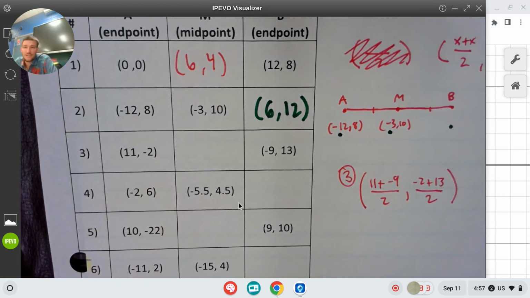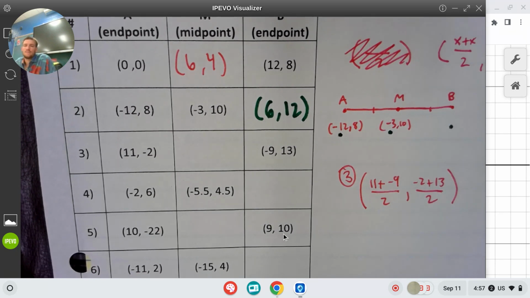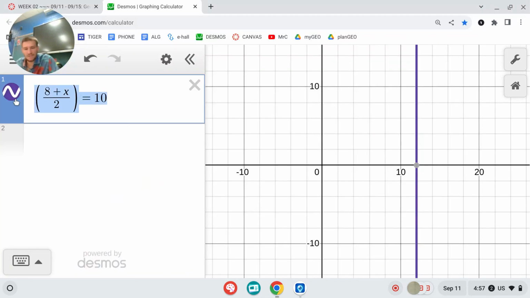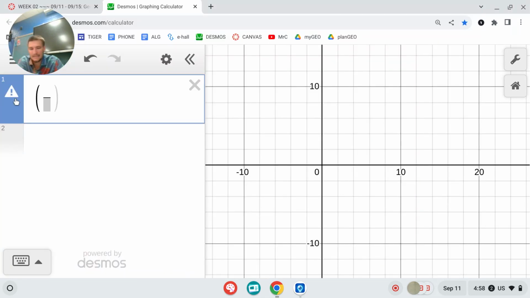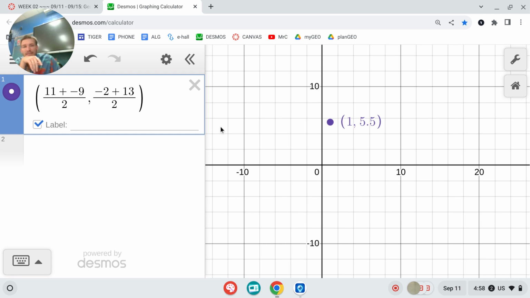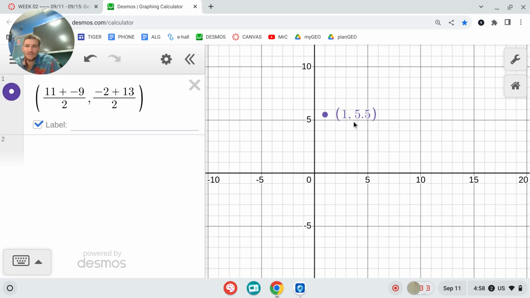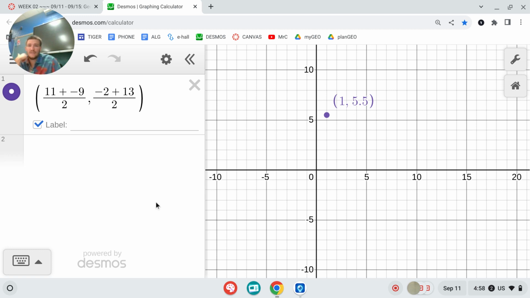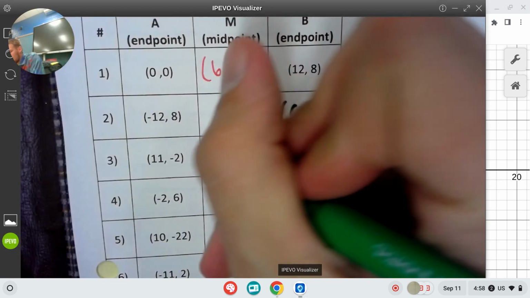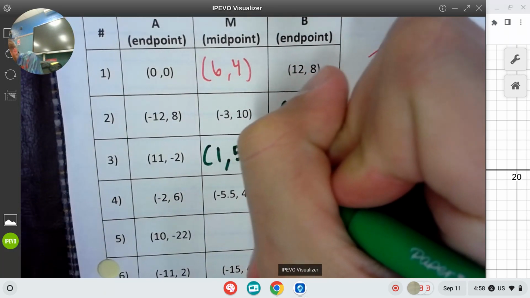This worksheet is going to have fraction answers, particularly just like 0.5. So if we run into those, it's okay. No stress. Going to Desmos, you can even just type it in like this, something that we saw in class. 11 plus negative 9 on top of 2, comma, fraction, negative 2 plus 13 on top of 2. If you label this and you go look for it, there's your answer. You can even just type it in straight like that and it'll tell you 1 comma 5.5. And so you know what? That's good enough. 1 comma 5.5.